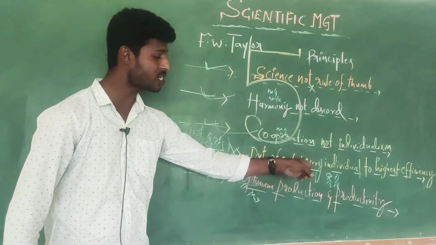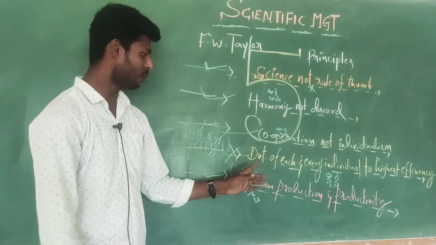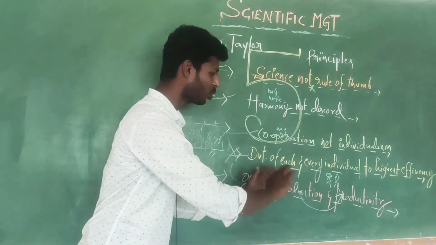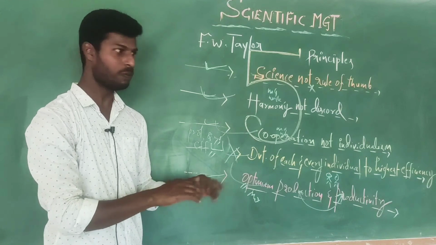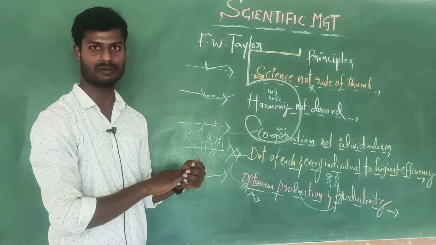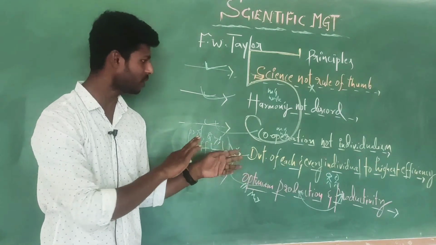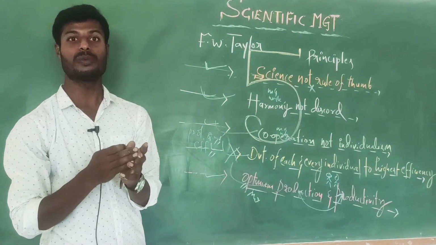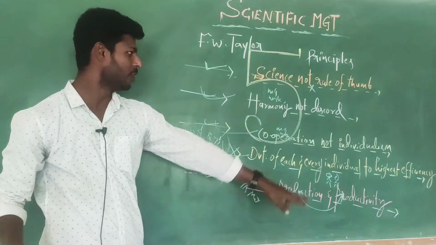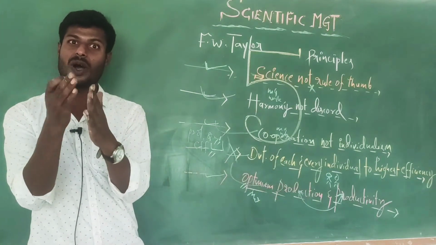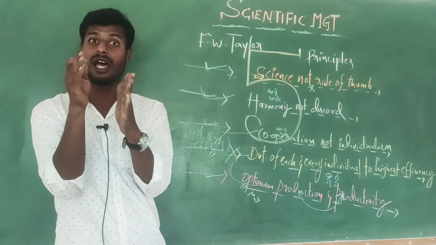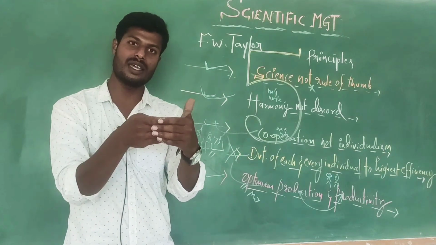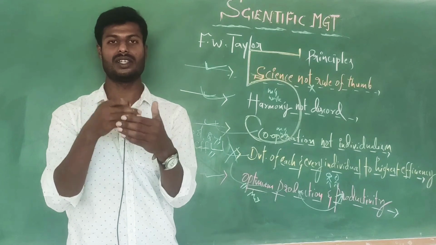Optimum production and productivity. See, production is different, productivity is different. Do remember, students, both are different, but both are interdependent. Both are similar, but the meaning is totally different. Production, output. Production means just output. Productivity means the quality output, or producing quality, or giving quality in less time, less cost, and less resources.